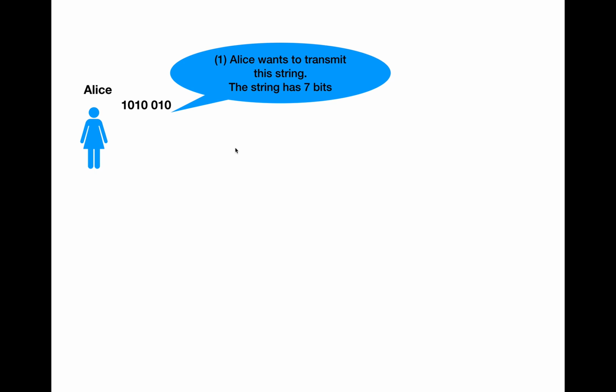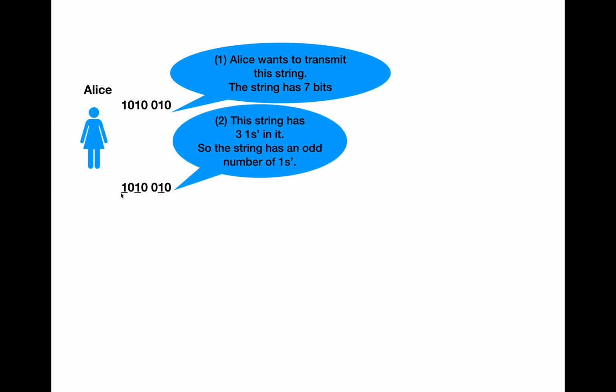Now, suppose we have Alice, and what she wants to do is to transmit this particular string, 10101010. So she wants to send this string to someone called Bob, and this string has 7 bits: 1, 2, 3, 4, 5, 6, 7. And this particular string has 3 ones in it. There's the first one, second one, third one. So this string has an odd number of ones. Now, in even parity, a string has to be created with an even number of ones, and currently this string has an odd number of ones.